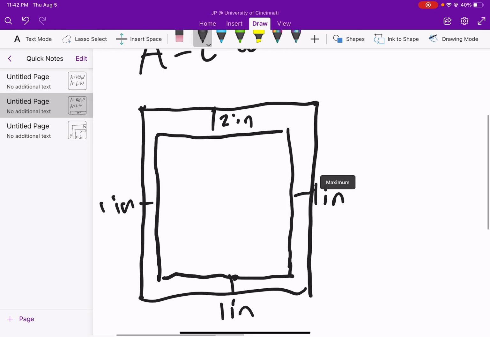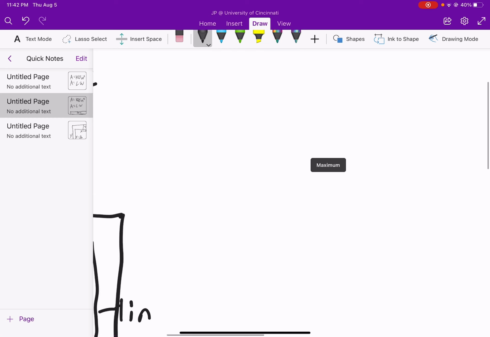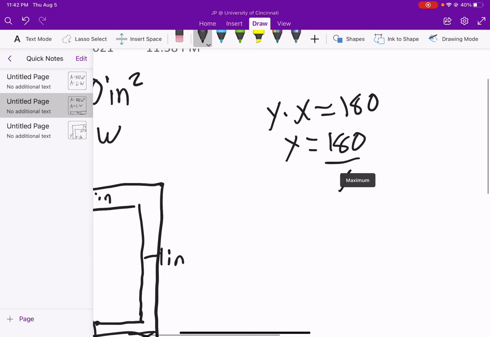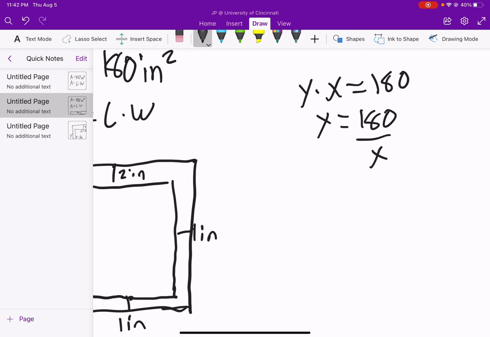First, so we know, this will be x. We'll set this outside equal to y as our length and our width. So we know x times y equals 180. All right. So let's go ahead and set this equal to y, because that's what I'm more comfortable with. But you can set it equal to x if you wanted to. So now we have y equals 180 over x. So how does that help us?